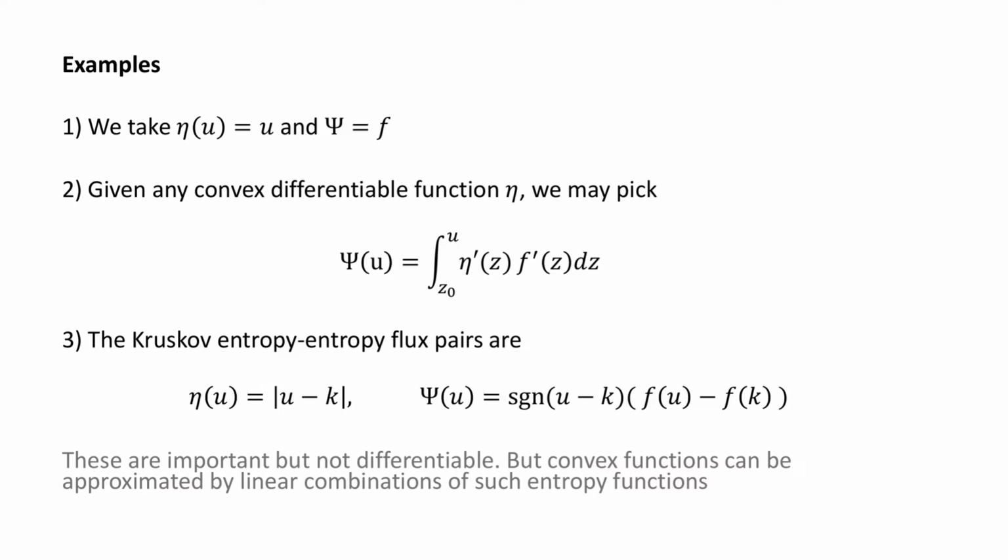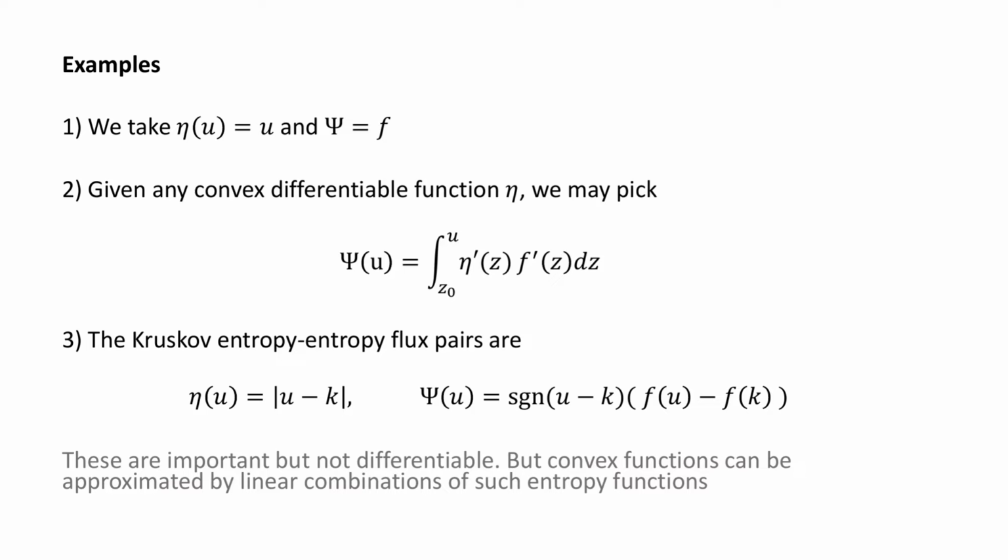Let's take a look at a few examples for entropy and entropy flux functions. Now, one example is very simple. You take eta of u equal u and psi equal f. We easily check that this is an entropy-entropy flux pair. In particular, the notion of entropy-entropy flux pair is not completely empty. There is at least one example. In fact, there are infinitely many examples.